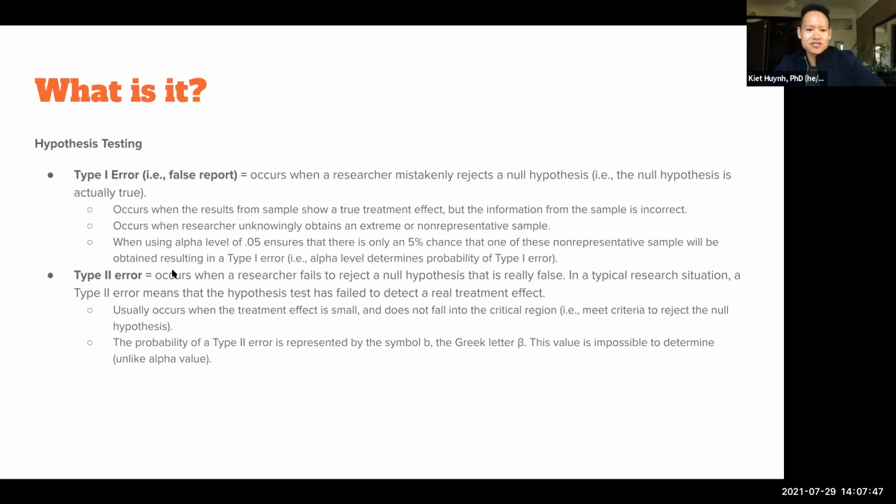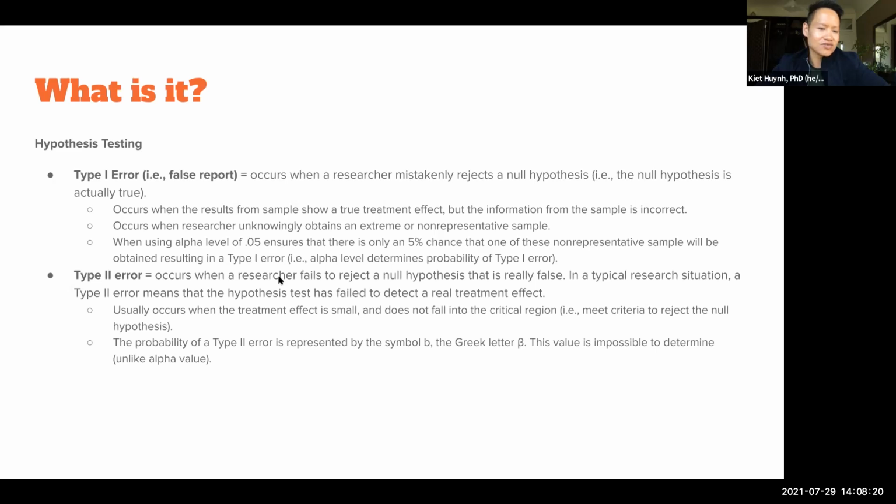And when does this occur? It occurs when you may have a very extreme or non-representative sample. Remember in a previous lecture, we said when you're working with a sample, you want to make sure it represents the population that you want to extend the findings to. And the alpha level of 0.05 applies here because it says that there's a 5% chance that you may find a significant finding when there isn't one. That's how the alpha level relates to this.